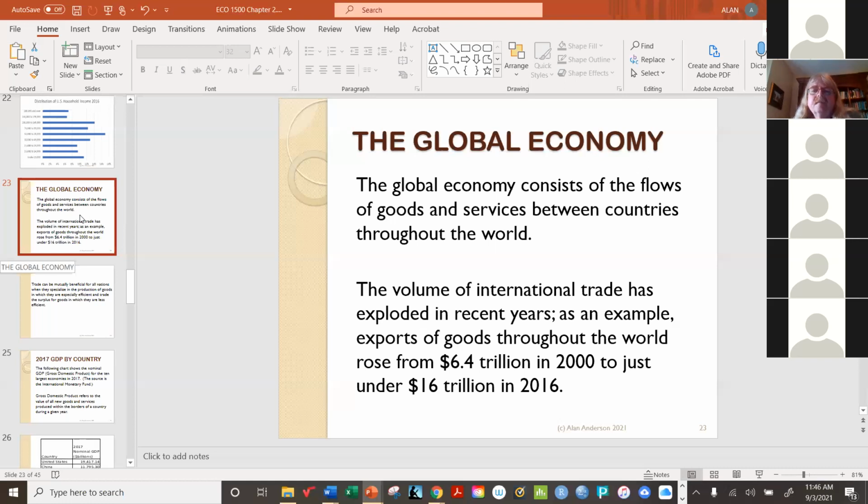But anyway, the point of trade is, why would you waste your time and resources producing things you're not good at when you can just buy them from foreign countries? And so that's how that works out. So every country can specialize in what they're good at.